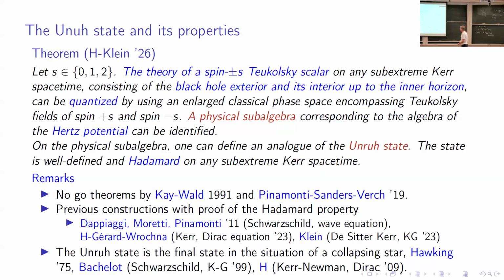Okay, before explaining how this works, let me make some remarks. This has been quite an issue for a long time. There are no-go theorems by Kay and Wald and Pinamonti, Sanders and Verch, which say essentially the following: if you take a Killing vector field which is not globally time-like, and you do this kind of construction, then it can't be Hadamard. And the idea here is scattering.